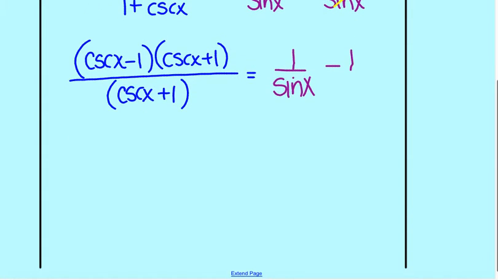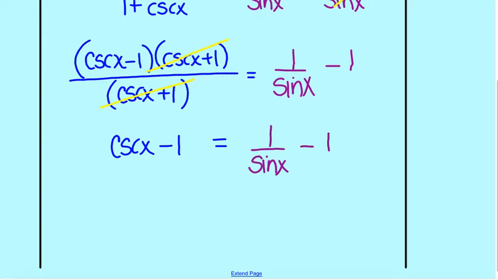All right, heading back to the blue. Notice the numerator and the denominator in the blue have a common factor, so those both cancel out. So now we're left with the cosecant of x minus 1 equaling, and then I'm just going to rewrite this one more time, 1 over the sine of x minus 1. We're pretty close. Notice that 1 over the sine of x is the reciprocal identity to the cosecant of x. So that's your reciprocal identity, and then you have the minus 1.